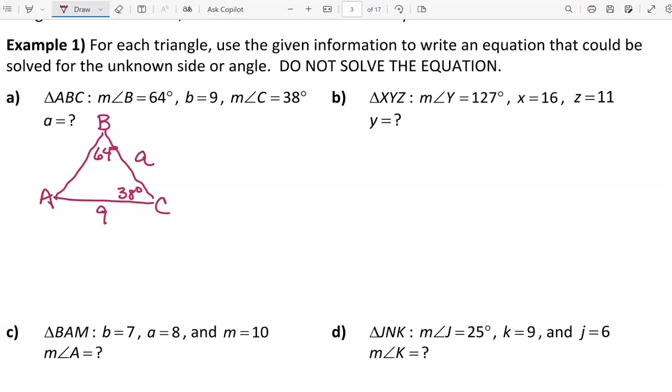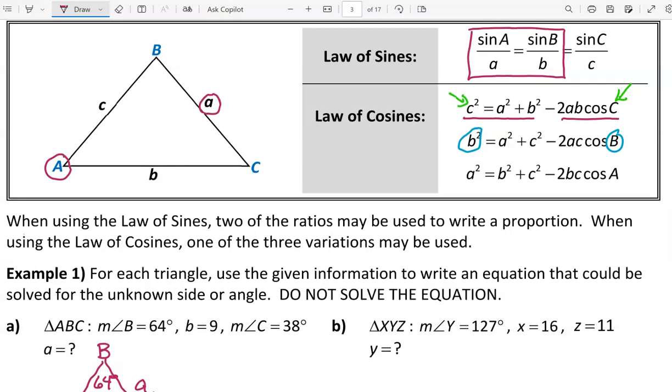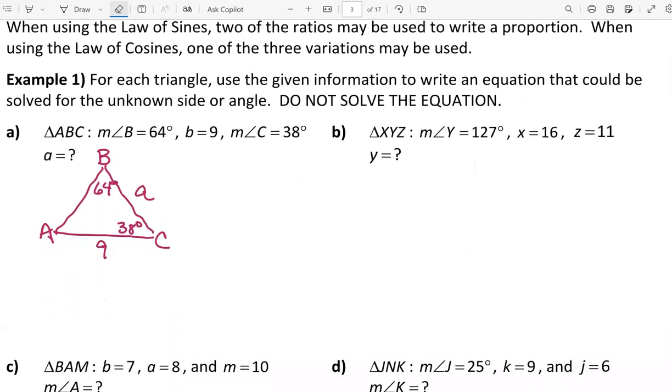Once we have all that set up, then we can take a look at the law of sines and law of cosines. Let's take another look at those. And let's observe that in the law of sines, we have a proportion, that part that I have boxed in there. In order to write a proportion, I need to have two sides and two angles in that proportion. So if I have two sides and two angles, I will be using the law of sines.